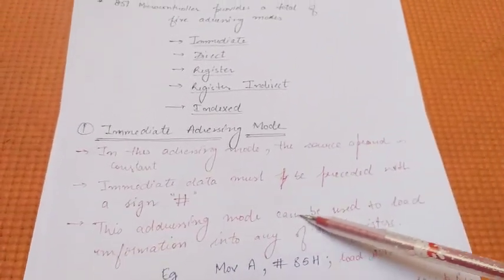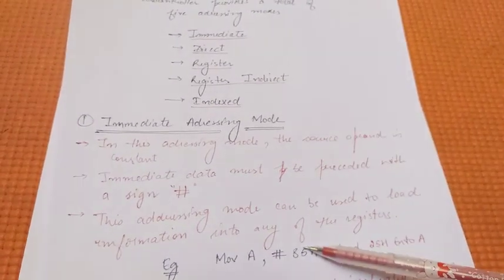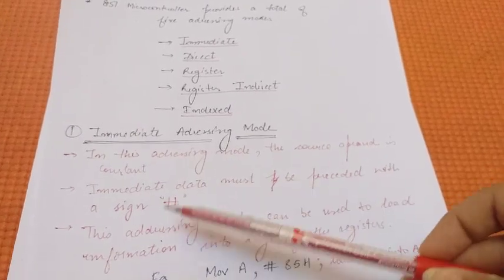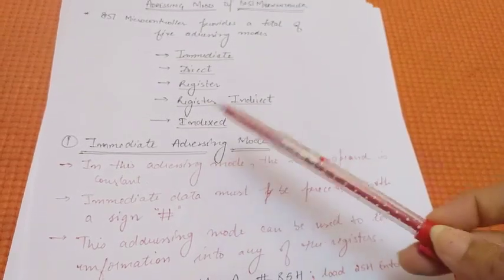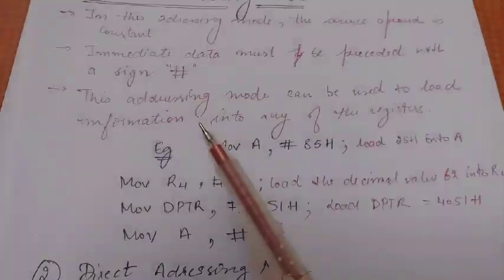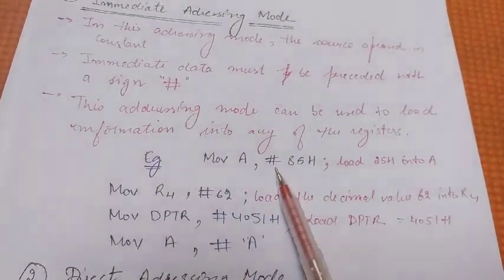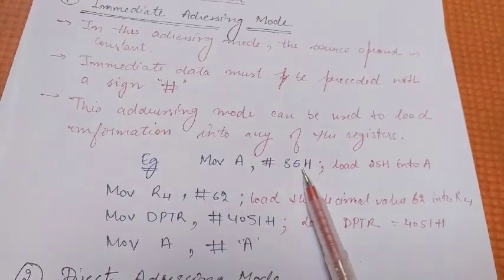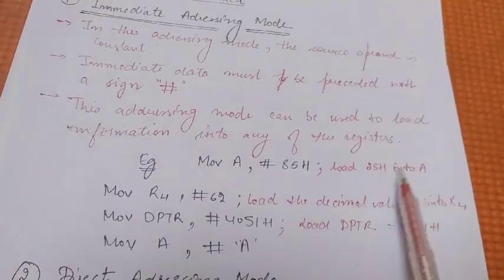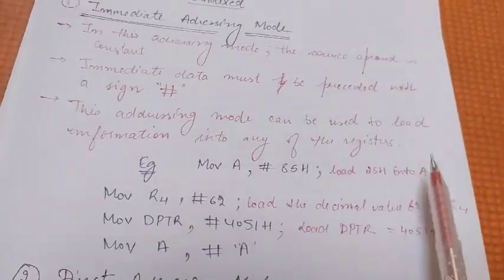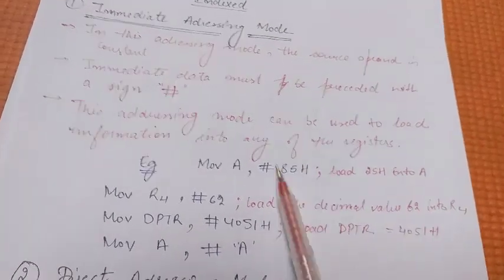This addressing mode can be used to load the information into any of the registers. We can use any of the registers in it, whether it is R0, R1 to R7, or accumulator, or B register, or DPTR. These are some examples of immediate addressing mode. First is MOV A, #85H. This is basically the immediate data. Load 85H into A. A means accumulator. We are loading the 85H into accumulator.